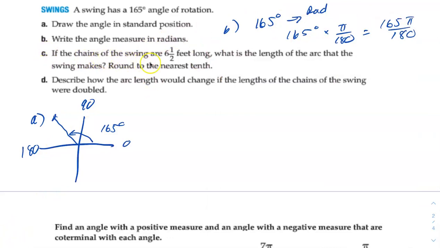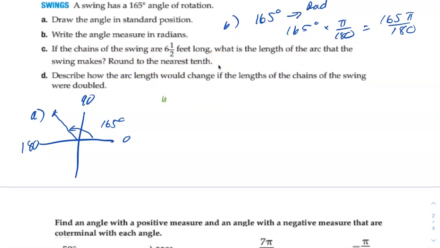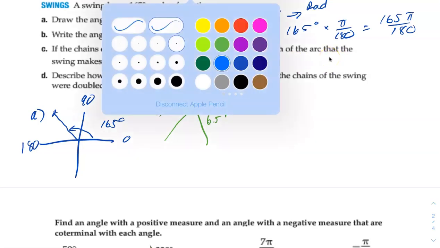If the chains of the swing are 600 feet long, what is the length of the arc that the swing makes? Round yards to the nearest 10. So it looks like what this is actually a C. What they're saying is, you have a kind of a swing set here. This is 6.5 feet long. What is the arc length it makes? So they want to know what this guy is.